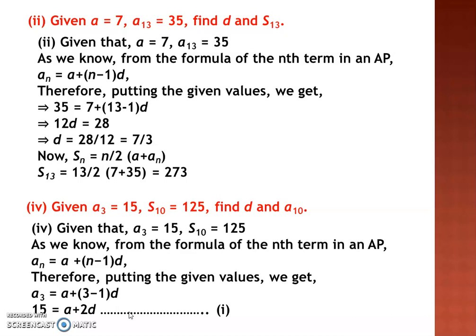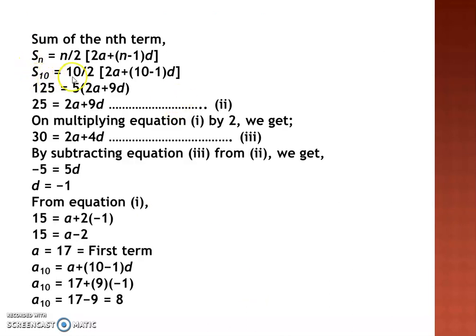using any of the methods of linear equations in two variables. After finding A and D, you can find the other things. So this is your first equation, 15 is A plus 2D. And the second equation will be formed with the help of this. S10 is equal to 125. So this one you will substitute in the Sn formula. That is S10 is 10 by 2 into 2A plus n minus 1 D. So 2A plus 9D is 25. This is your second equation.